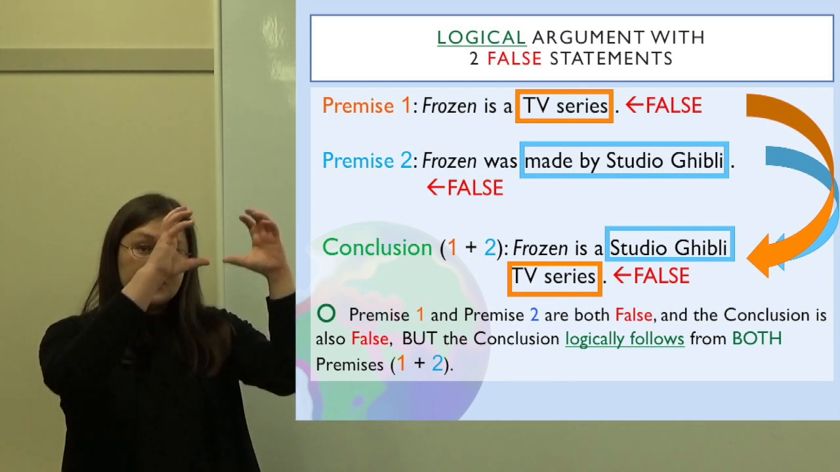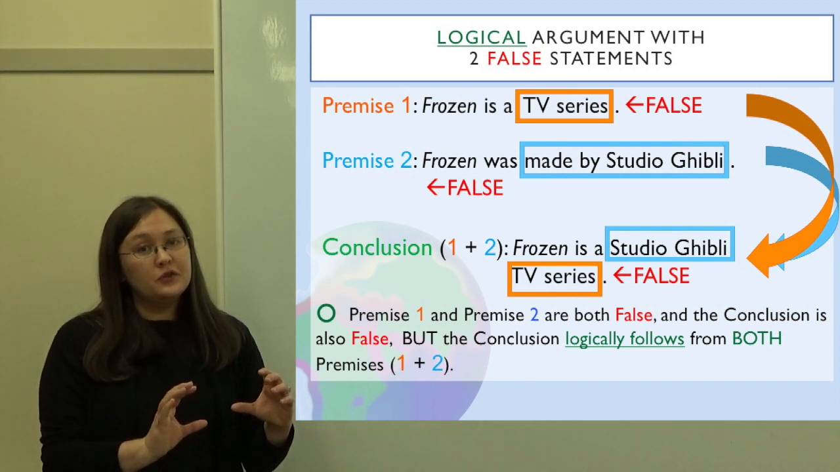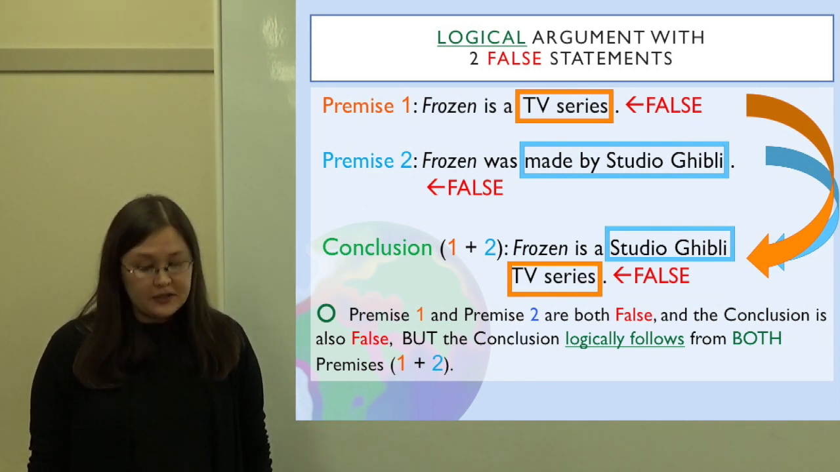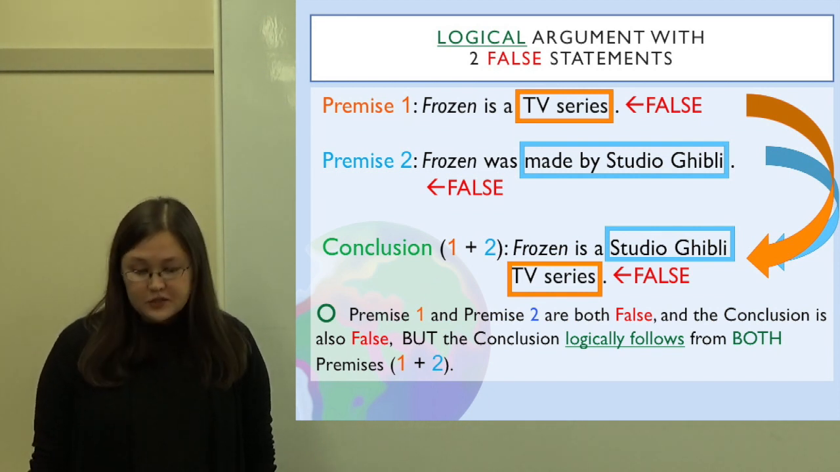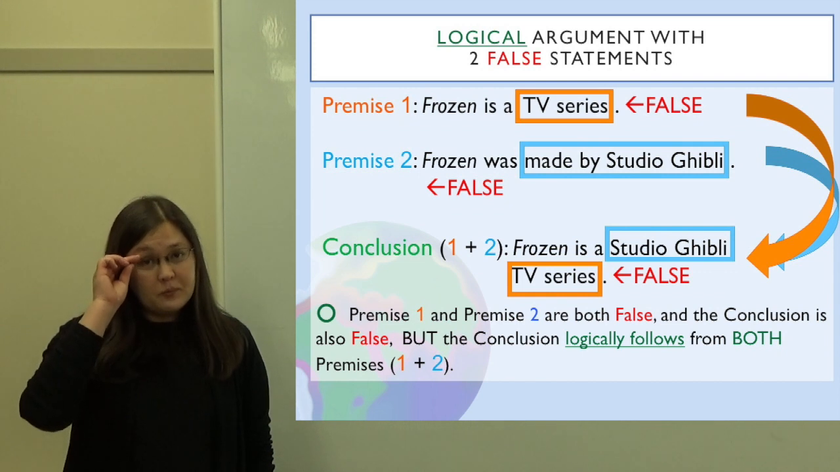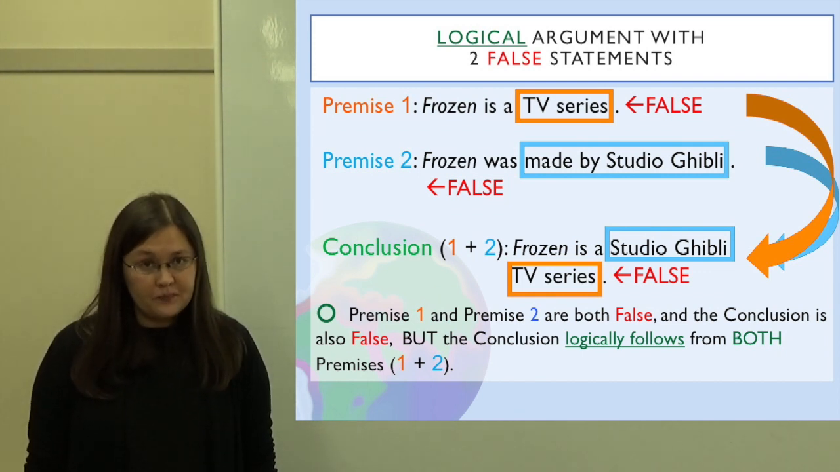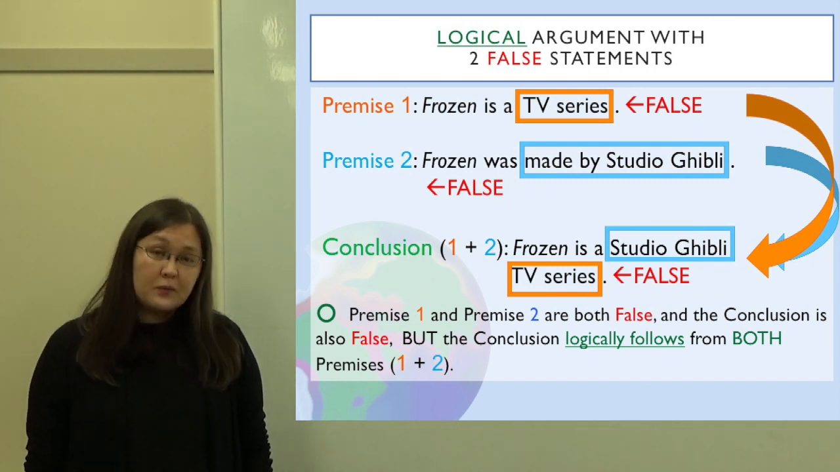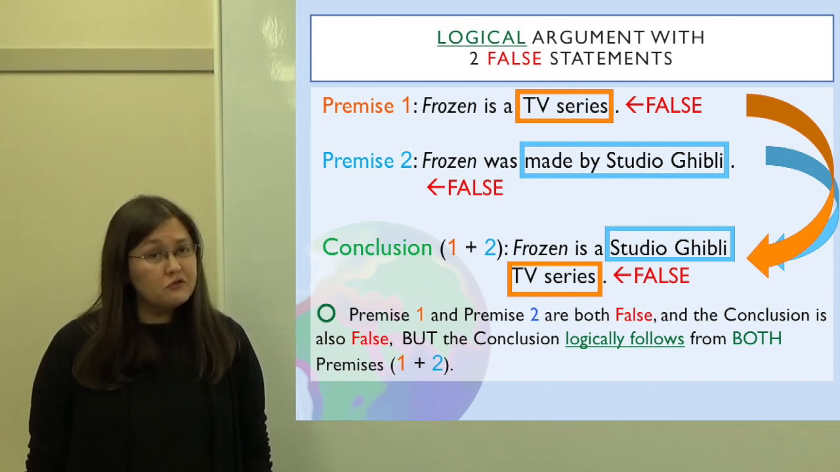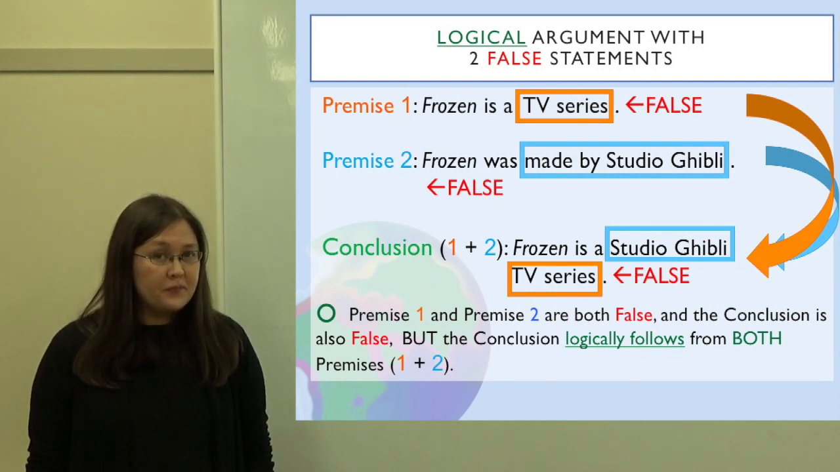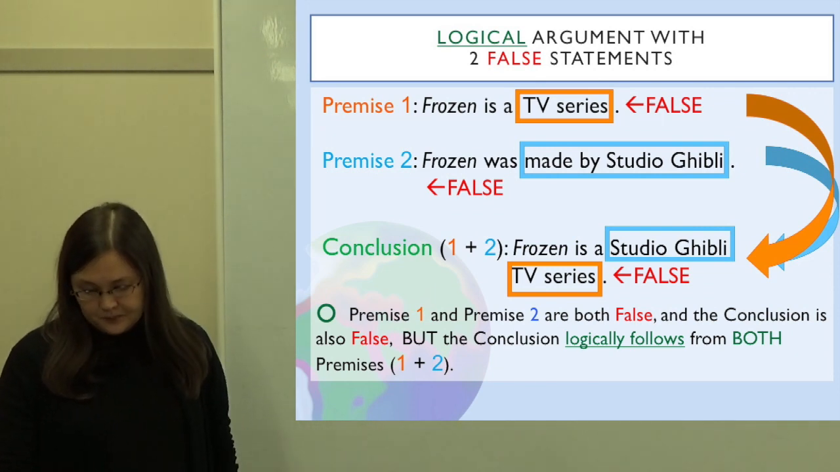However, if we put the orange box into the conclusion and the blue box into the conclusion, then we have our green conclusion 1 plus 2. Frozen is a Studio Ghibli TV series. It has the information of 1 plus 2 and no new information. So it is following the rules of logic. Premise 1 and Premise 2 are both false. The conclusion is also false. But this is the important point. The conclusion logically follows. It follows the rules of logic.